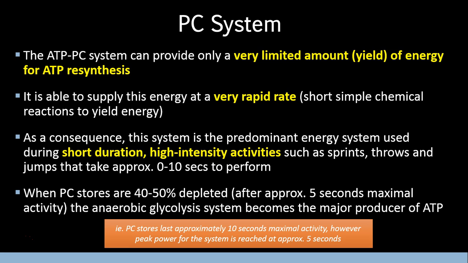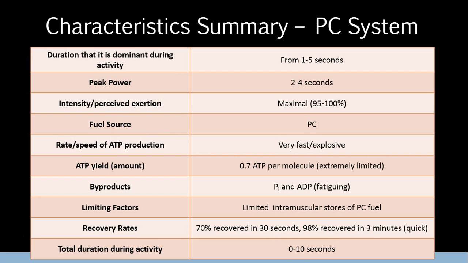When our PC stores are about 50% depleted, so about 5 seconds of maximal activity, it starts to lose how powerful it is, and we are getting more of our ATP from our anaerobic glycolysis system. So the duration that we can predominantly use this system is about 10 seconds, but it does become weaker from about the 5-second mark.